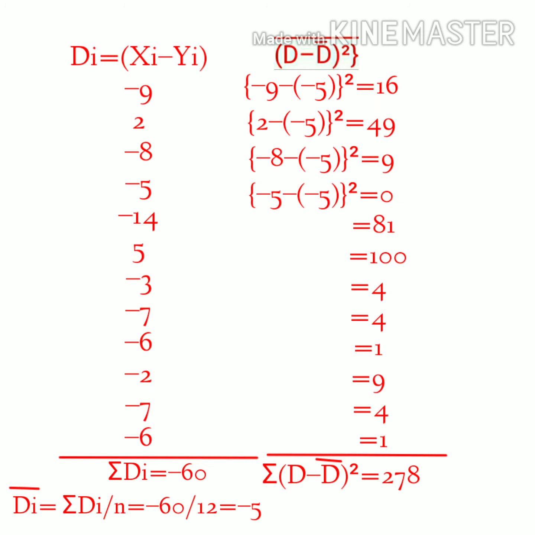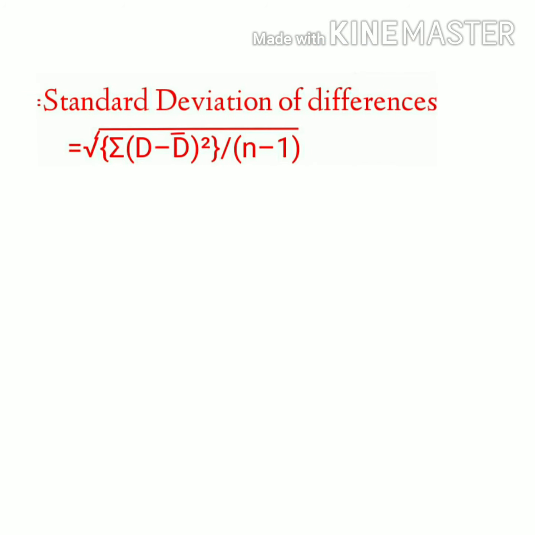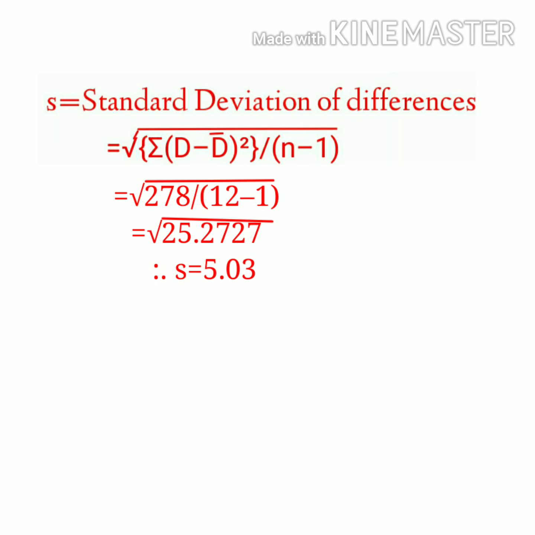Now putting the value of summation d minus d bar whole square equal to 278 and the value of n equal to 12 in the formula of s, meaning the standard deviation of differences, which I have written as root over summation d minus d bar whole square divided by n minus 1, we get the value of standard deviation equal to 5.03. Finally, we have d bar equal to minus 5, standard deviation equal to 5.03, and n equal to 12. Putting all the values in the formula of t, that is d bar minus 0 divided by s into root over n, we get the value of t equal to 3.443.